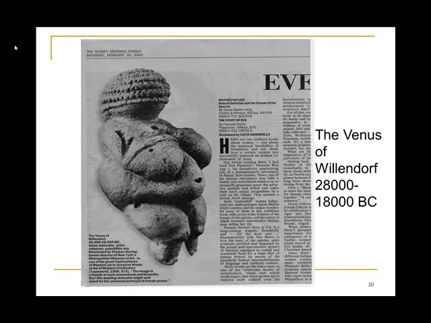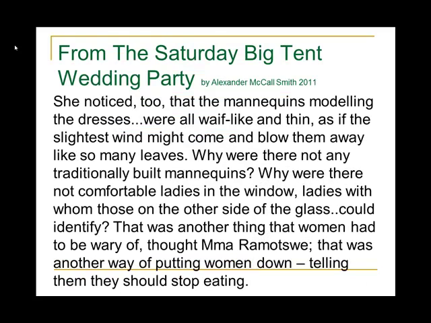This is just another bit of fun. This is showing you the Venus of Willendorf, which is one of the earliest stone statuettes found in Western culture from the Paleolithic era, but obviously depicting a body image that's very different from the one that we consider the ideal today.